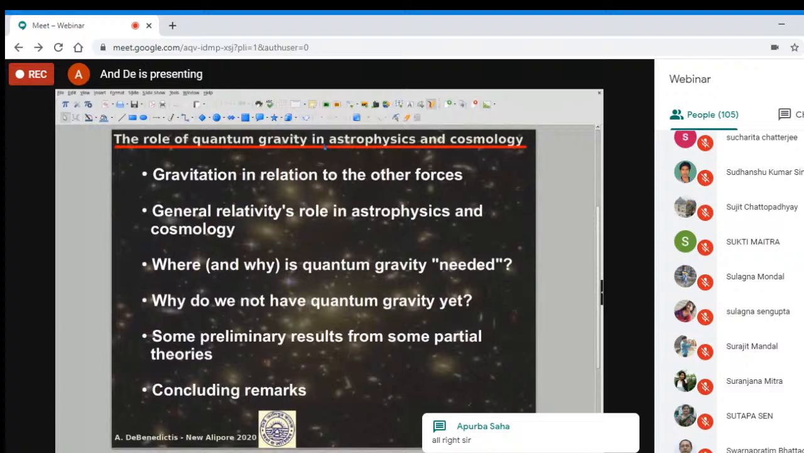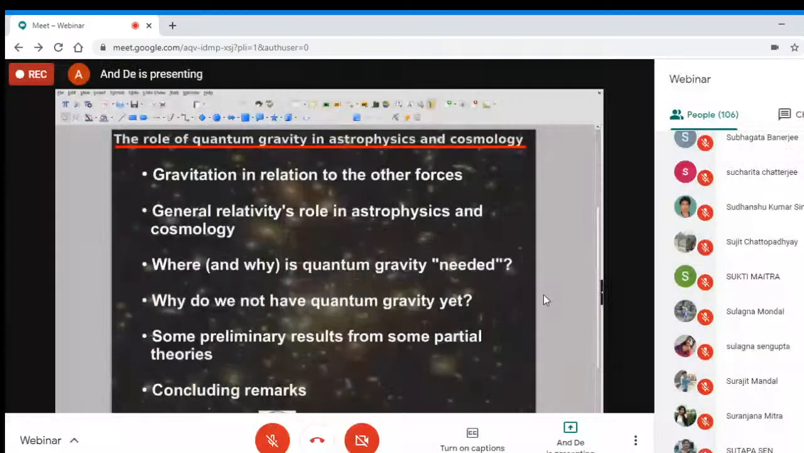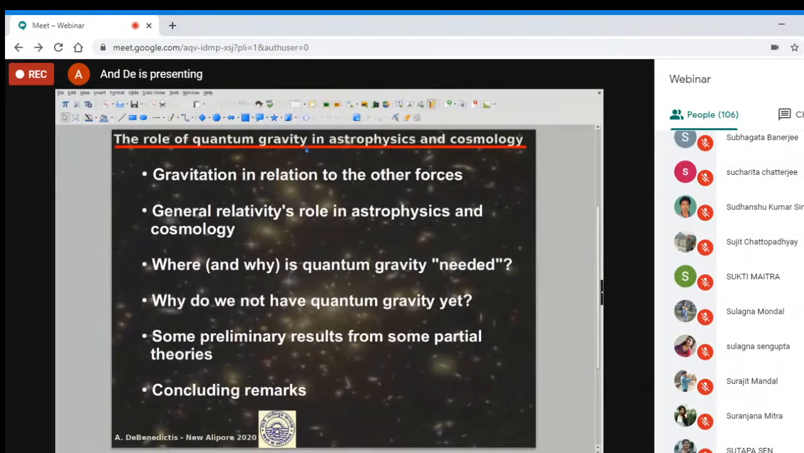Thank you. It is a great pleasure for me to be here. I would like to thank New Alipore College and all the organizers for this opportunity. I will be talking a little bit about the role of quantum gravity in astrophysics and cosmology. Something interesting about quantum gravity is it lends itself to the question of why is it needed?